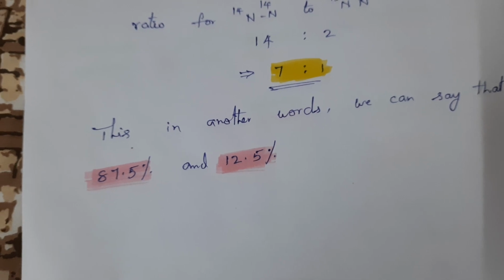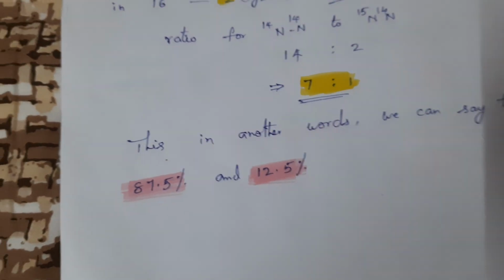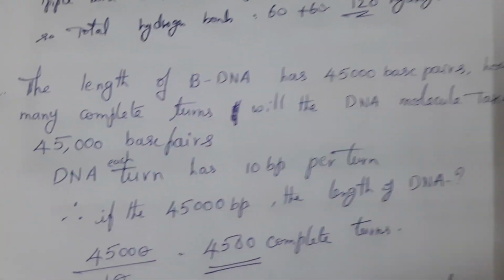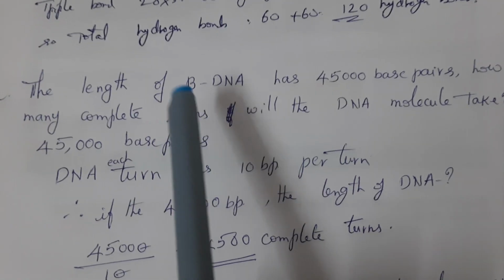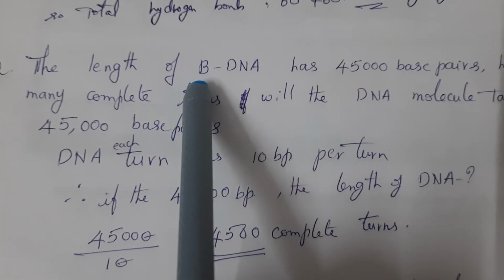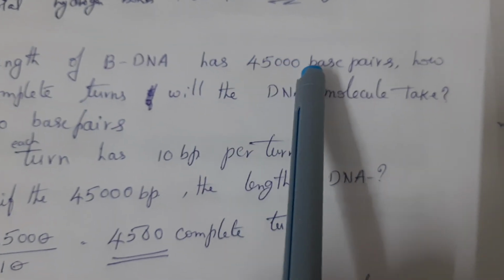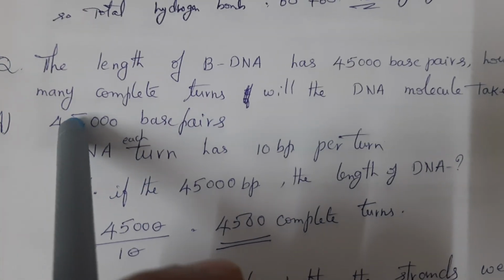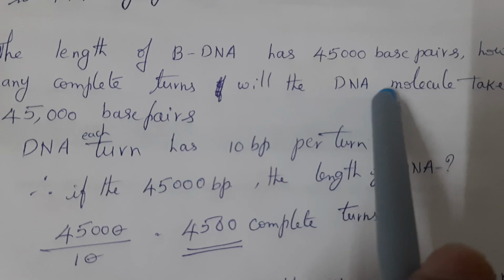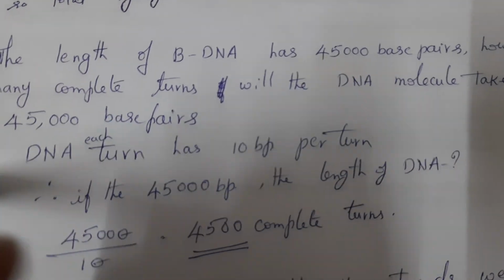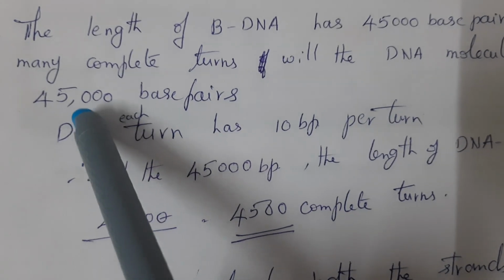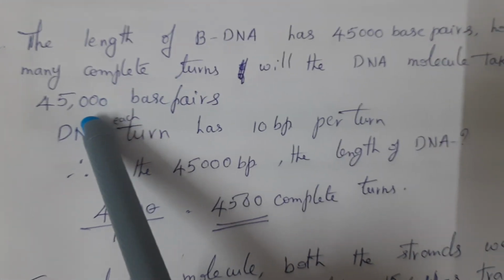And one more thing will be there. See here. Now the length of bDNA, that is a type of DNA, which is having 45,000 base pairs. Then how many complete turns will the DNA molecule take? That's the question they will ask us. So whenever they have given the base pairs, 45,000 base pairs, keep this in mind.